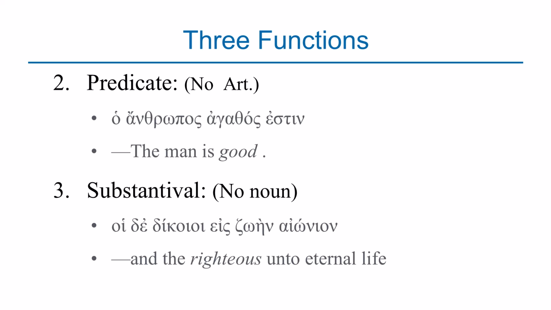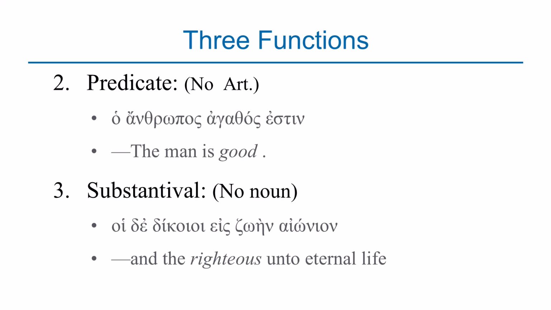For example, you have the phrase, ho anthropos agathos estin. The man is good. Agathos meaning good. Now, as you can see, the definite article is on the word anthropos and not agathos. On the adjective agathos, you don't have the definite article. And so whenever you realize that the adjective has no definite article, the adjective is functioning as a predicate. It's in the predicate function.